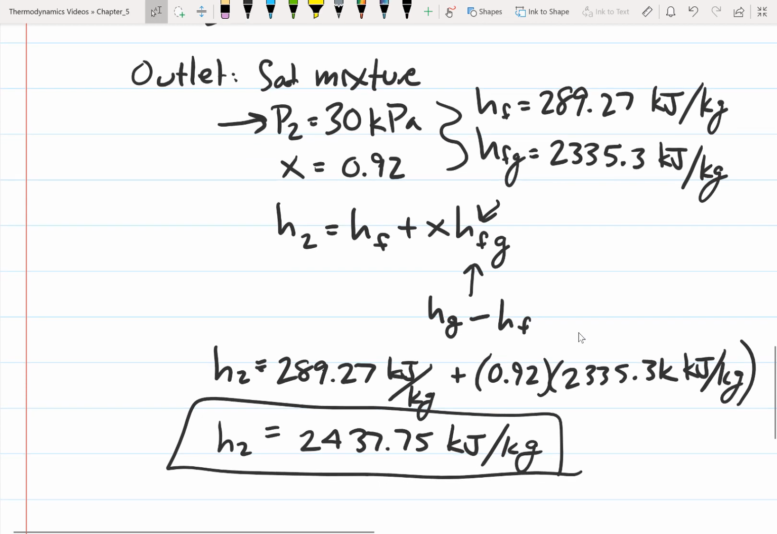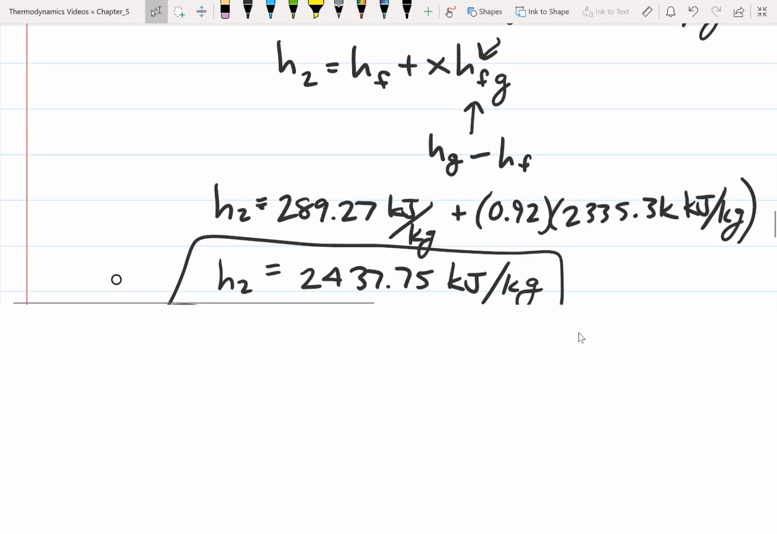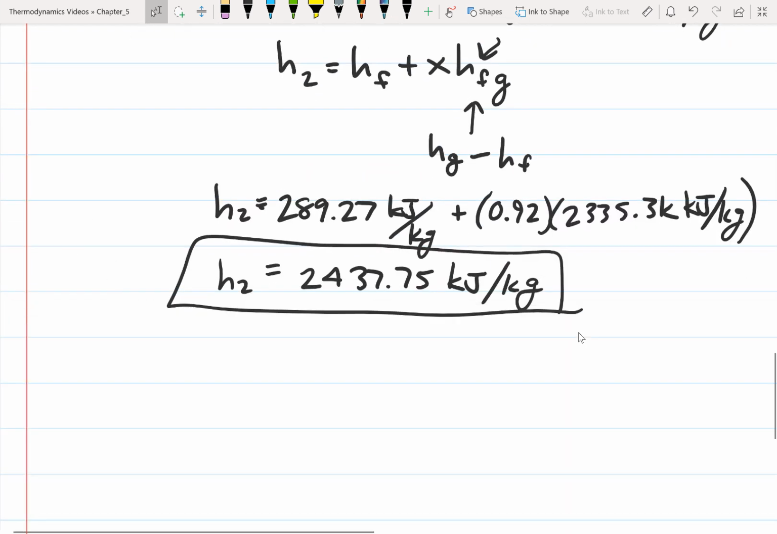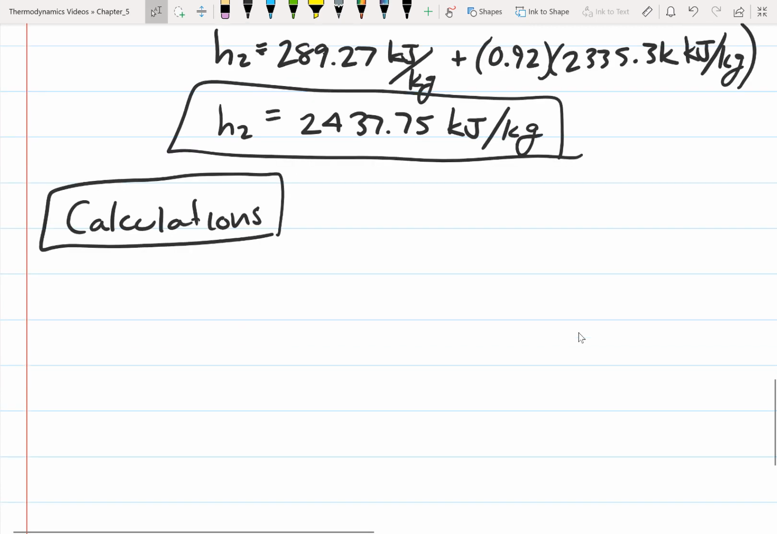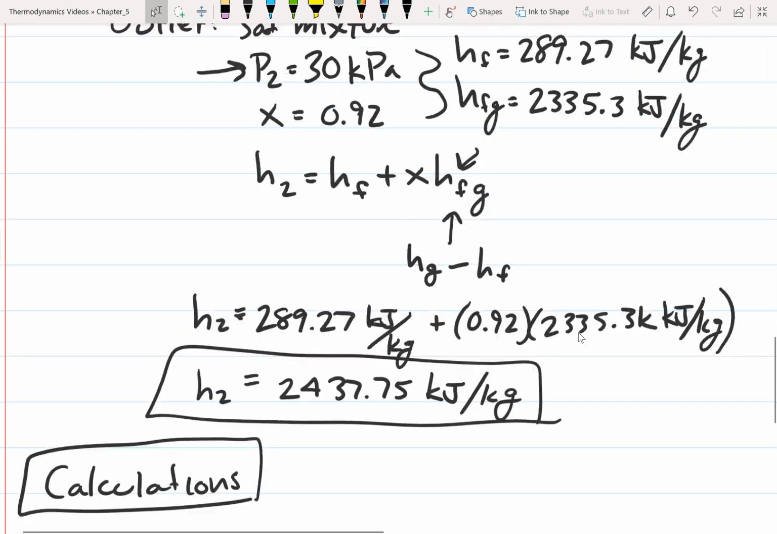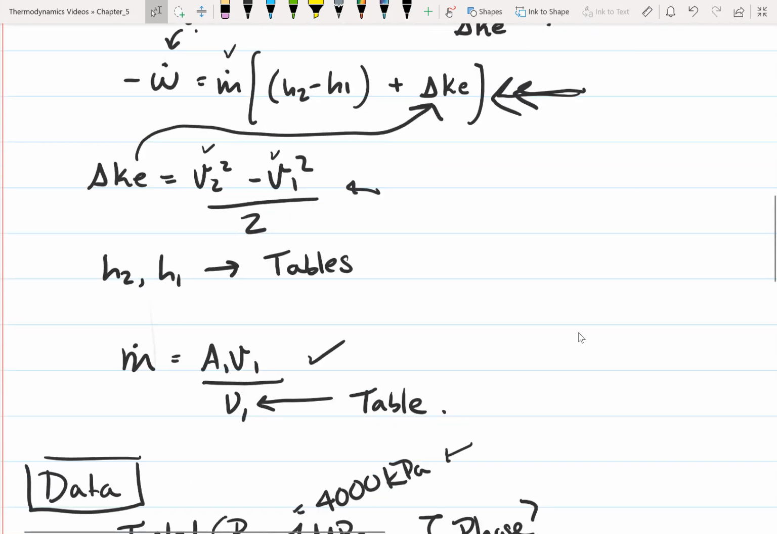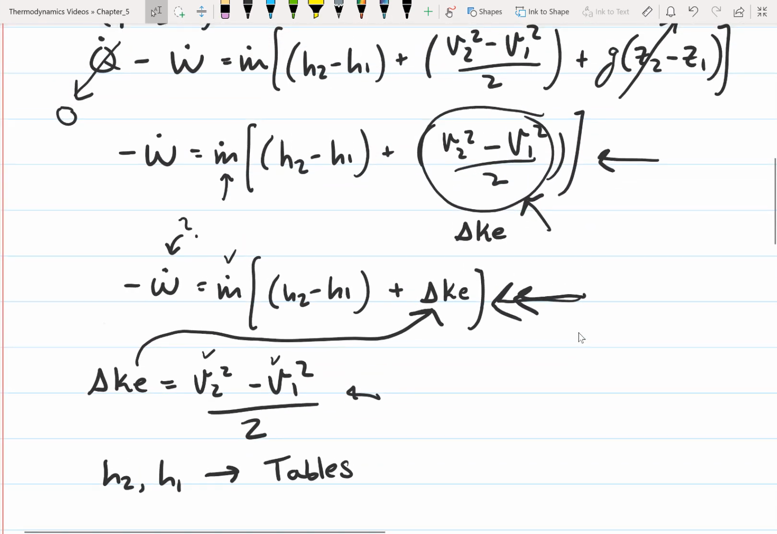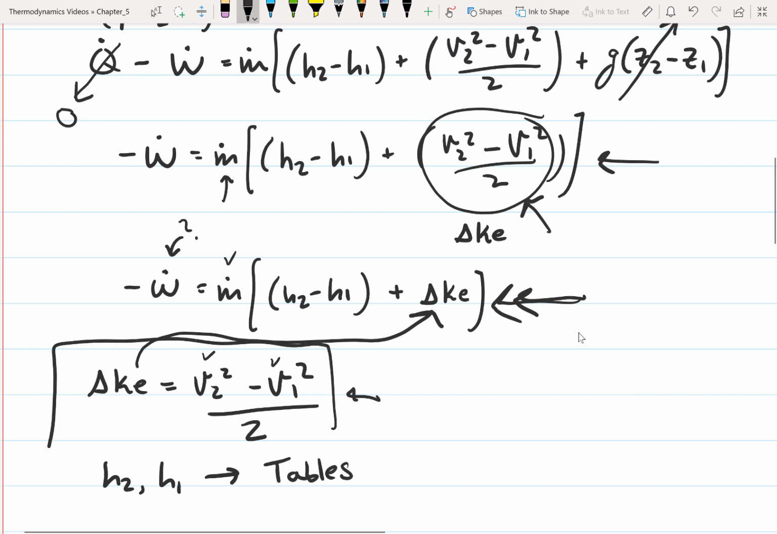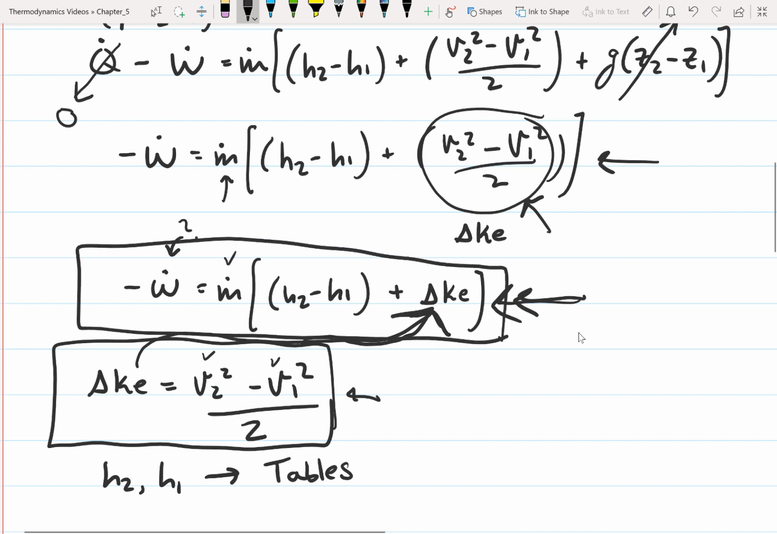So now we should have everything we need to do our calculations. So now last, we're going to do our calculations. All right, so I'm going to calculate the kinetic energy first. So if we go back up and look at the equations we're solving, first I'm going to calculate the kinetic energy, then I'm going to plug what I get for that into the energy balance and solve the energy balance for the work.